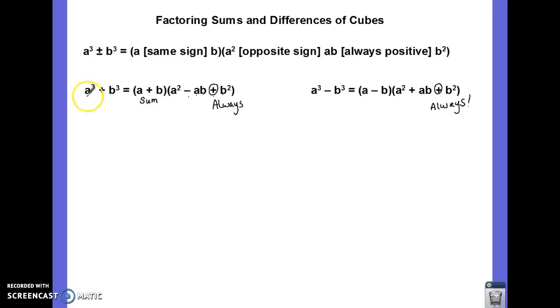If it's a cubed plus b cubed, then the first parenthesis is the sum of the two bases. Okay? This sign is always the opposite of the sign. So since this is a plus, this is a minus. So, let's make a quick example.